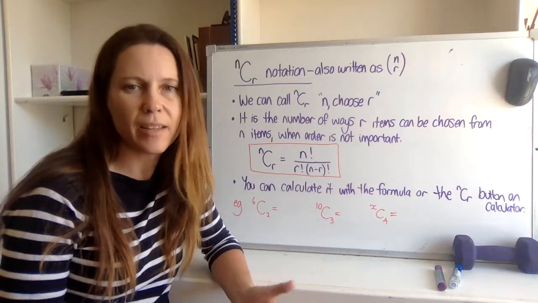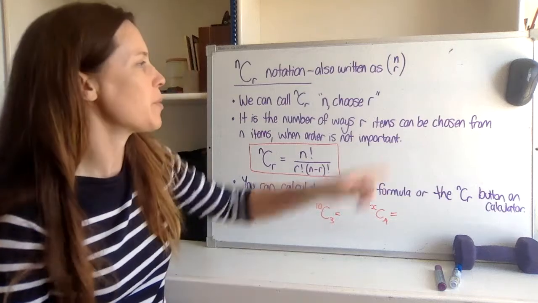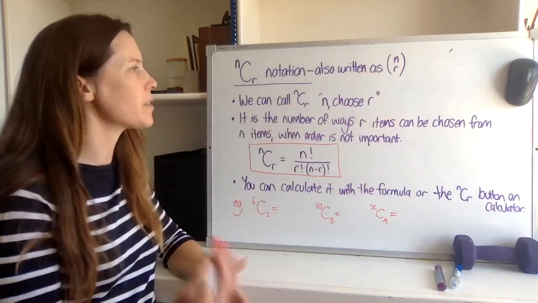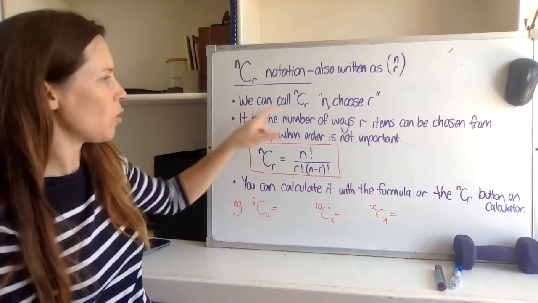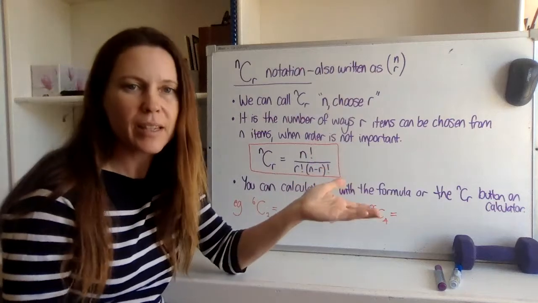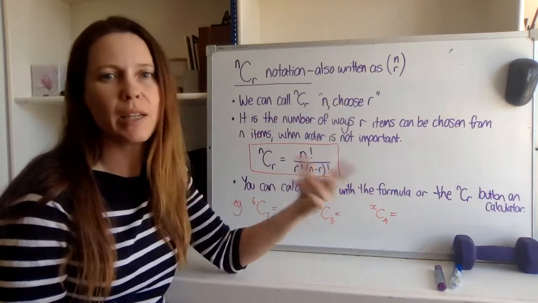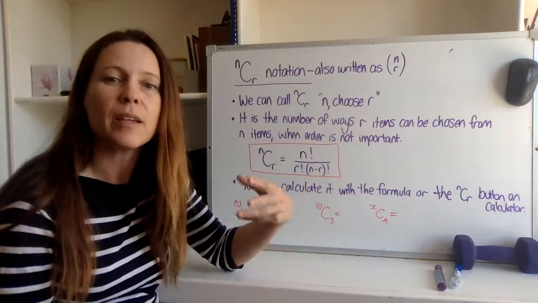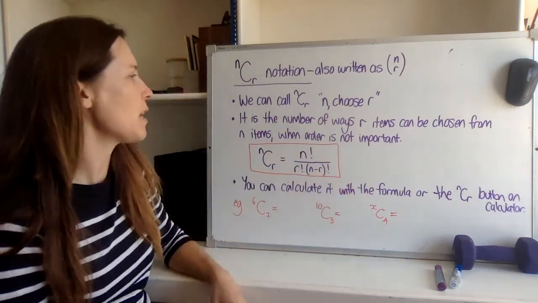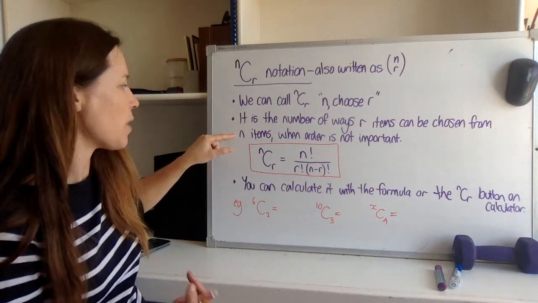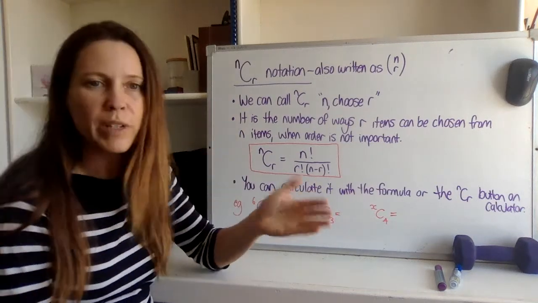Now this NCR notation can also be written like this, with the N and the R vertically and brackets around it. You can see those interchangeably. We call it N choose R, no matter which way it's written. Now the C doesn't strictly stand for choose, it stands for combination, but it works well enough to think of it as choosing R things from N things. So it's the number of ways R items can be chosen from N items when order is not important.